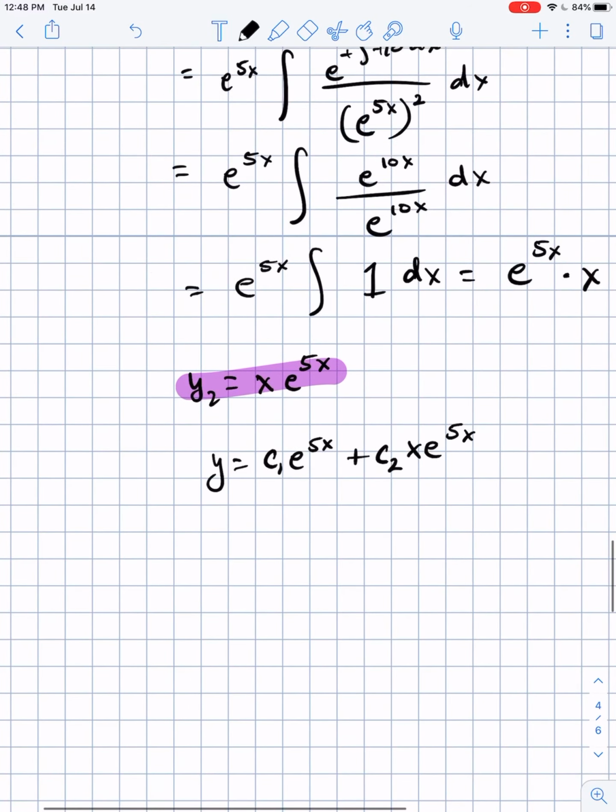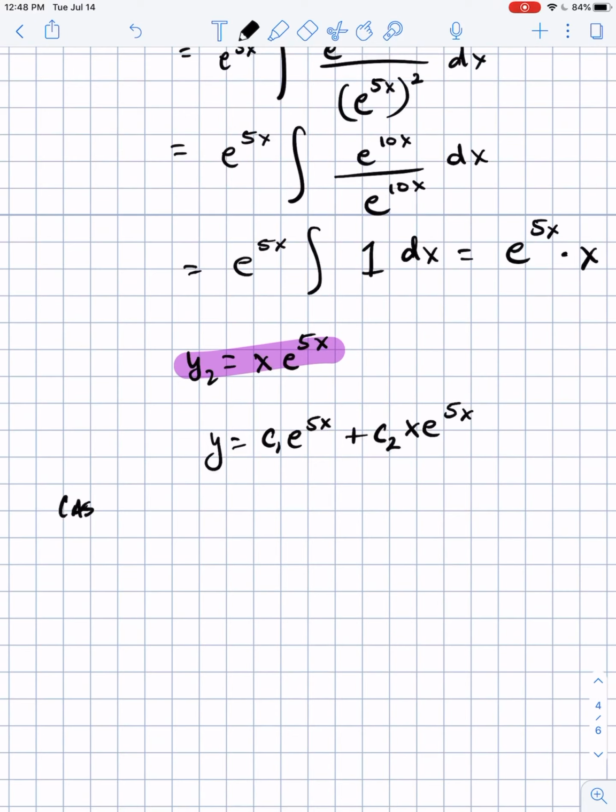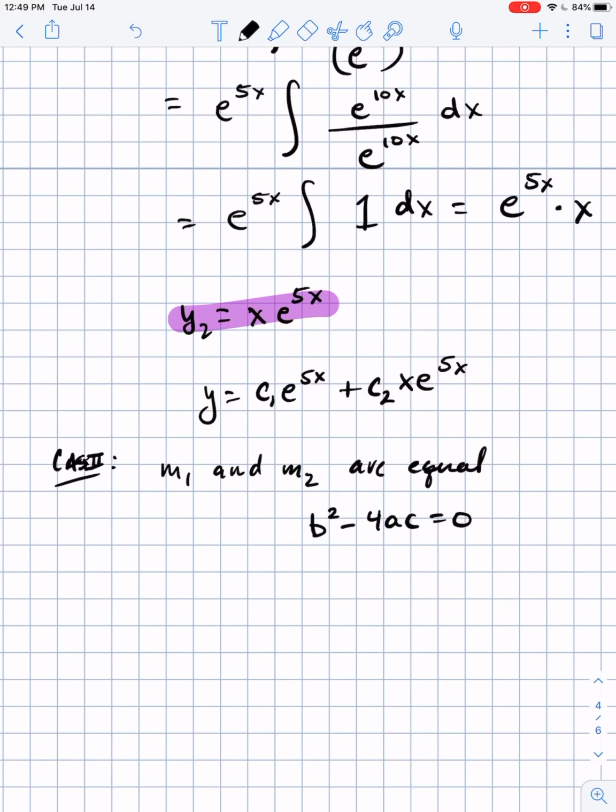All right. So in case 2, m1 and m2 are equal, right? And that, again, if you're using quadratic formula, b squared minus 4ac is going to be equal to 0. If that happens, your solution will look like y equals c1 e to the m1x plus c2 x e to the m1x, right?